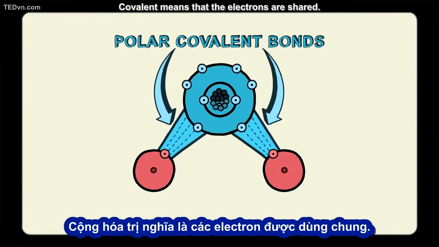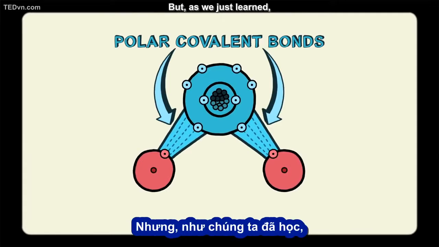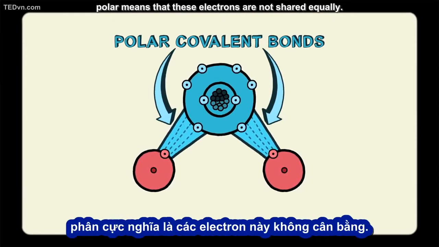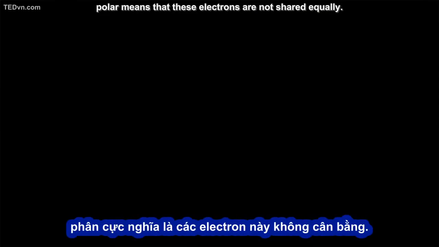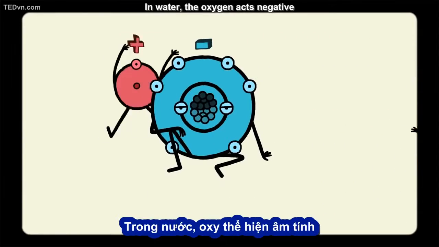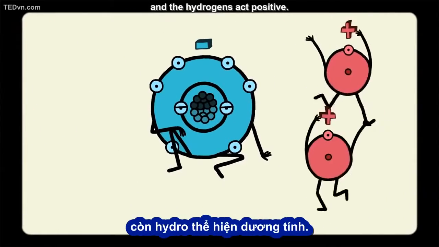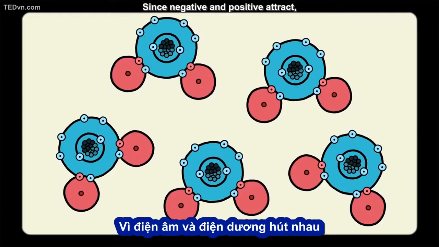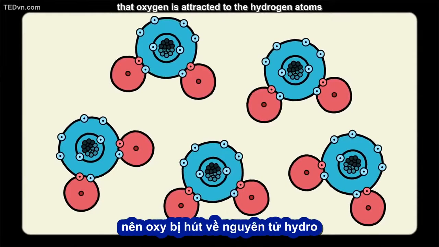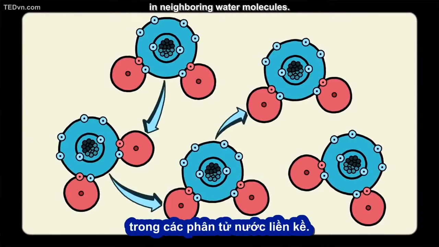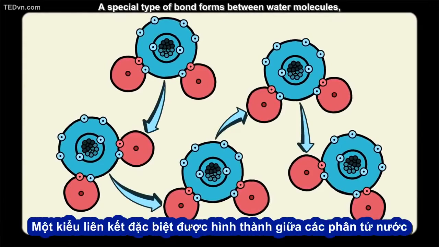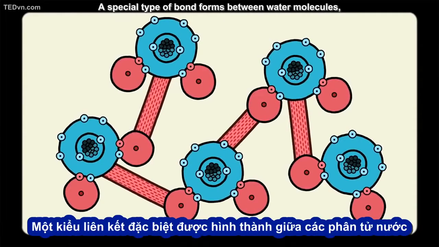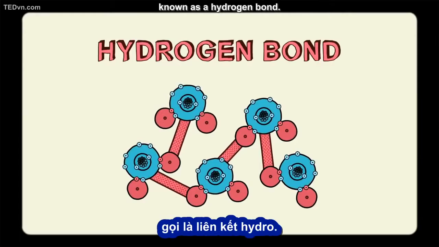Covalent means that the electrons are shared. But, as we just learned, polar means that these electrons are not shared equally. In water, the oxygen acts negative, and the hydrogens act positive. Since negative and positive attract, that oxygen is attracted to the hydrogen atoms in neighboring water molecules. A special type of bond forms between water molecules, known as a hydrogen bond.